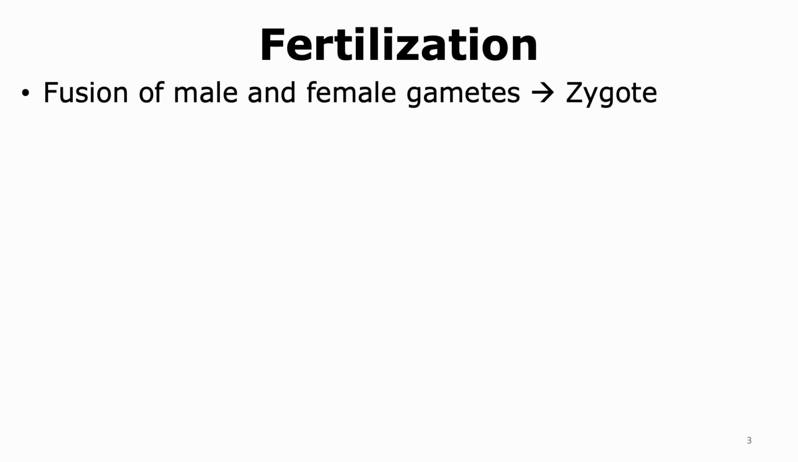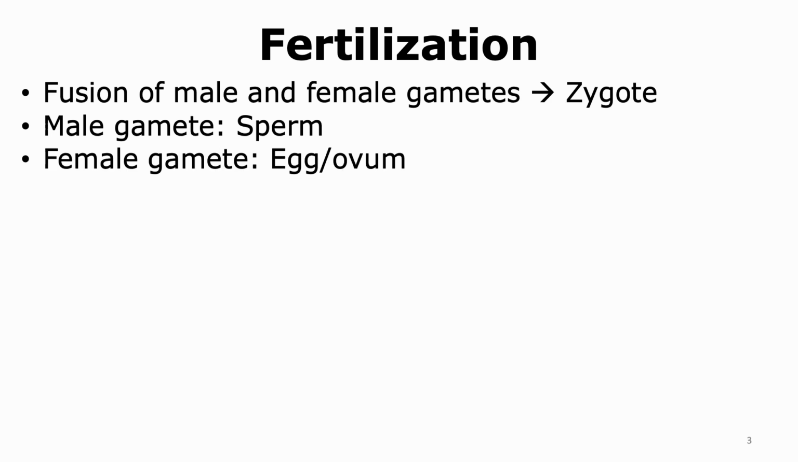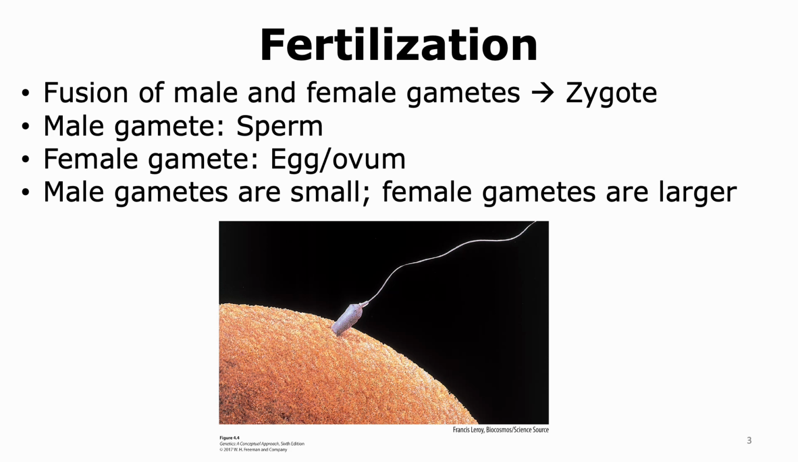Fertilization is the process when a male and female gamete fuse to form a diploid zygote. The male gamete is referred to as the sperm, while the female gamete can be called the egg or ovum. There are many structural differences between the male and female gametes that we're going to learn about, but when we look at their size, they're not equivalent. The male gametes are a lot smaller than the female gametes.